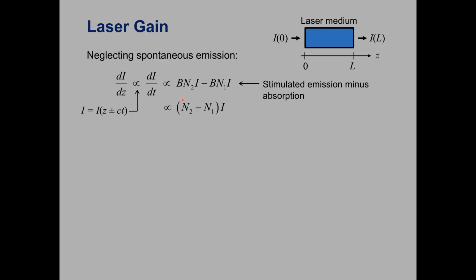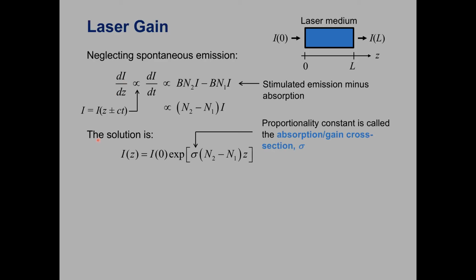So if, for instance, we have more excited atoms than we have atoms in the ground state, the intensity of our light will grow. If, however, more of the atoms are in the lower state, we're going to have more absorption than we have stimulated emission, and the intensity of light will decrease. So fairly physically reasonable.